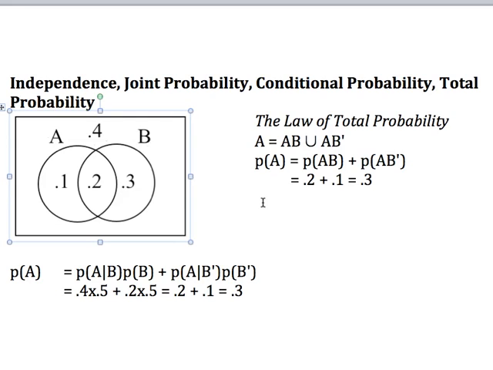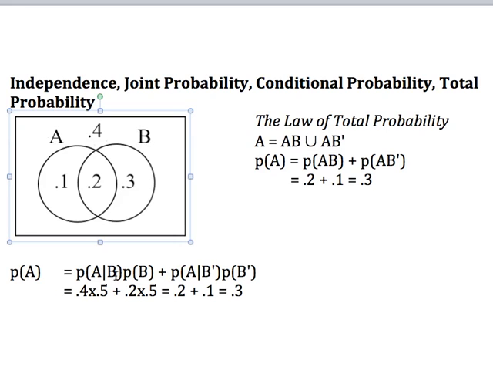The probability of A, as before, is the probability of AB plus AB prime, but the AB part can be written this way. The probability of A and B is the probability of B times the probability of A given B. All I've done is swap the order here. The probability of AB prime is the probability of B prime times the probability of A given B prime. And now let's look and see what these things are.